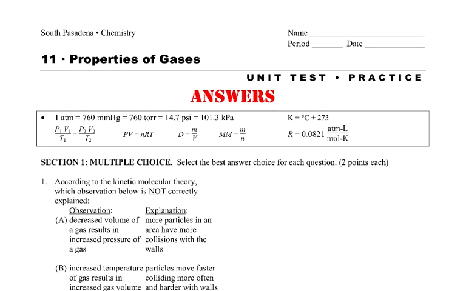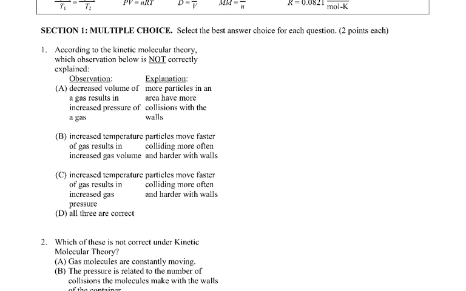Okay, here we're going to look at the practice test for Unit 11, Properties of Gases. According to the kinetic molecular theory, which observation below is not correctly explained? Remember we talked about the kinetic molecular theory, the idea that pressure is equal to the particles bouncing into the walls of the container, temperature is the speed of the particles, things like that.